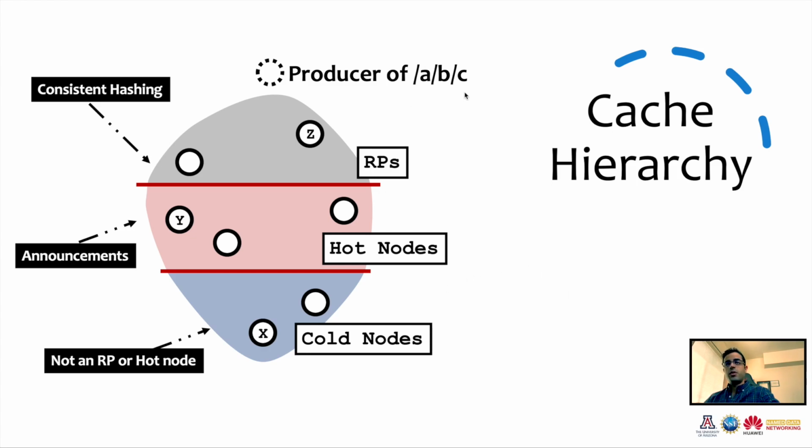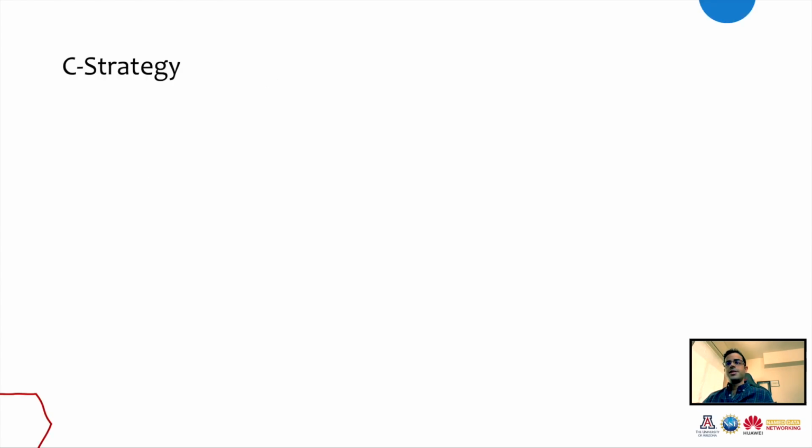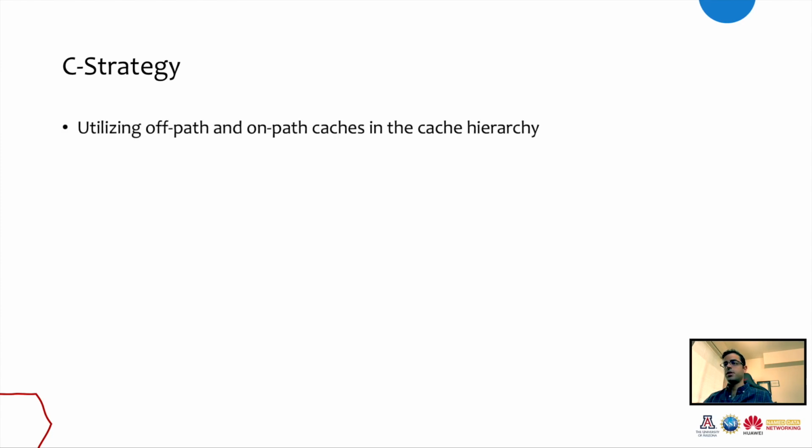And it's the job of a forwarding strategy to incorporate this information and choose what node in this hierarchy provides the highest content retrieval performance to retrieve specific content. So this takes us to C strategy. This strategy uses the cache hierarchy and tries to exploit off-path and on-path caches in the network.